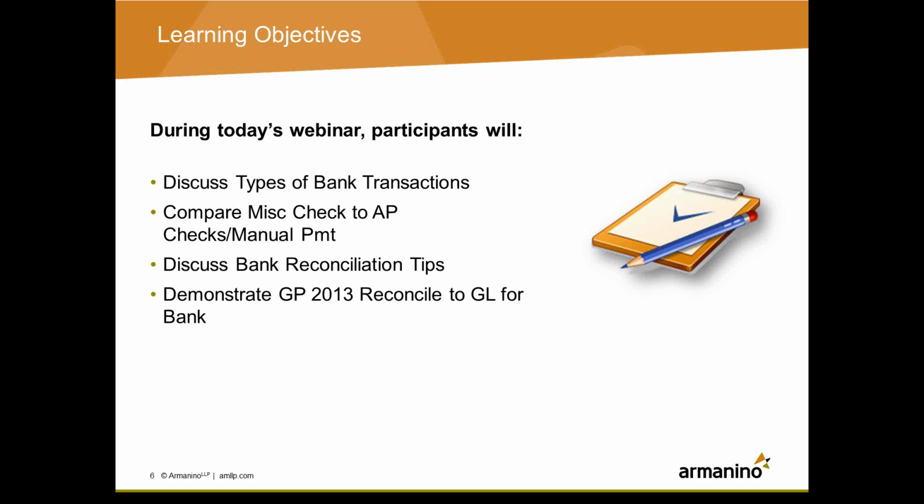Hi, everybody. Thank you for joining us. Today we're going to cover a series of topics in kind of a high-level general overview of the bank transaction and bank reconcile items. The first thing we're going to discuss is the types of bank transactions and how they work. Then we're going to compare miscellaneous transactions to AP checks and manual payments and how those two are used differently. Then we're going to discuss the bank rec tips, and I'm going to give you a quick preview of GP 2013's option for reconciling to the GL for the bank.